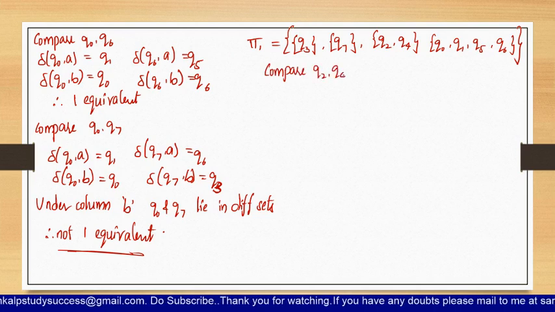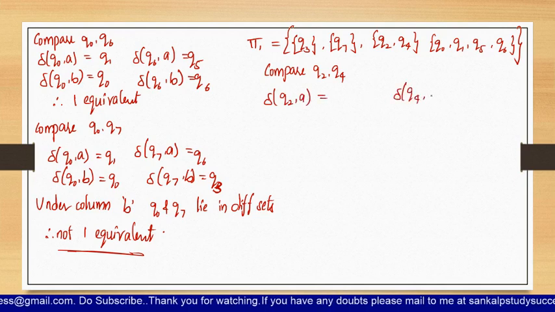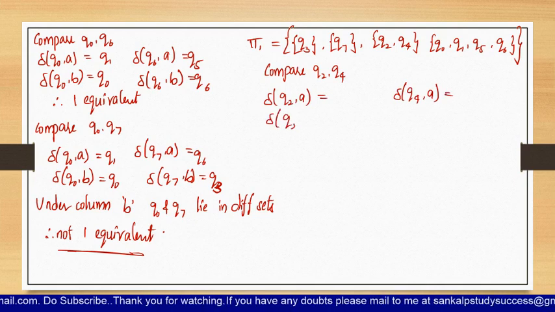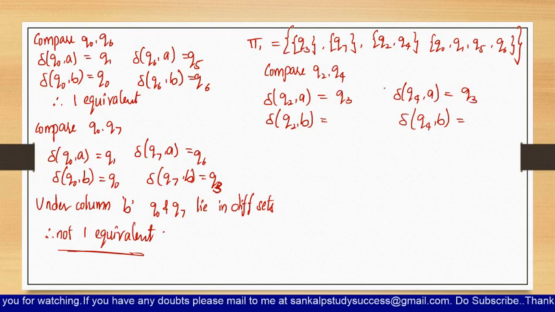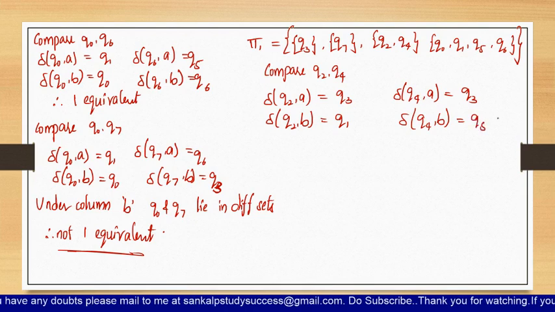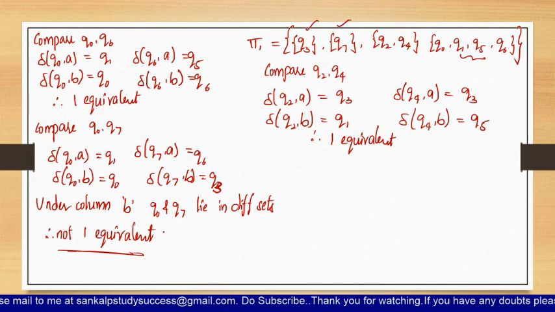Compare q2 with q4. So transition function of q2 comma a and transition function of q4 comma a, and transition function of q2 comma b and transition function of q4 comma b. The value of transition function of q2 comma a is nothing but q3, and q4 comma a is equal to q3. So both q3 belong to the same set, so it is one equivalent. Now let us see under column B. q2 comma b is equal to q1 and q4 comma b is equal to q5. Both q1 and q5 belong to the same set, so therefore they are one equivalent. So we are not going to change the set of these because they are one equivalent. Now we are going to compare q0 with q1.